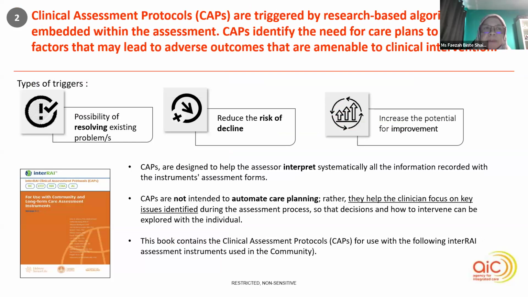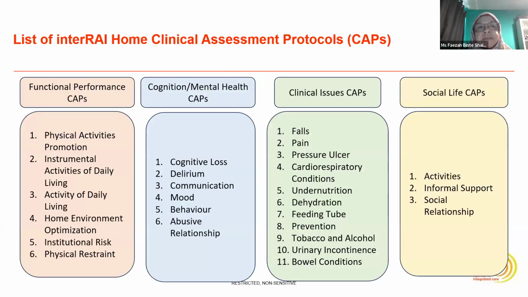Number two, I mentioned earlier how you use InterRAI for care planning. It automatically generates for you the areas that you need to address in looking after this person. There are three dimensions to the trigger. One is that you can use it to resolve an existing problem. It is also triggered because there is a possibility that you reduce the risk of decline, or a possibility of improvement. So not everyone gets triggered. Triggered means there is something that you can do to help this person. And for InterRAI Home Care, there are many CAPs generated.